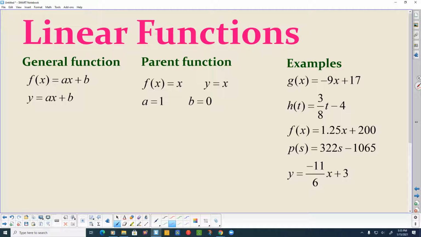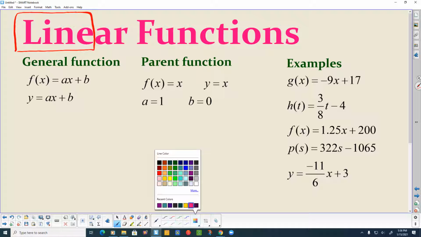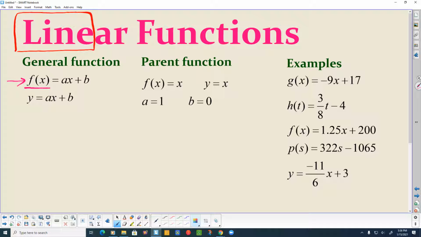Number 1, linear functions. The key to linear functions is the first 4 letters: they always create a line. The general formula for a linear function is f of x equals ax plus b. Since you're at home, I want you to practice saying these things. A and b are numbers. You could say y equals ax plus b. This is identical when you graph it, so you can see it either way. Just know that they're both giving you a linear function.